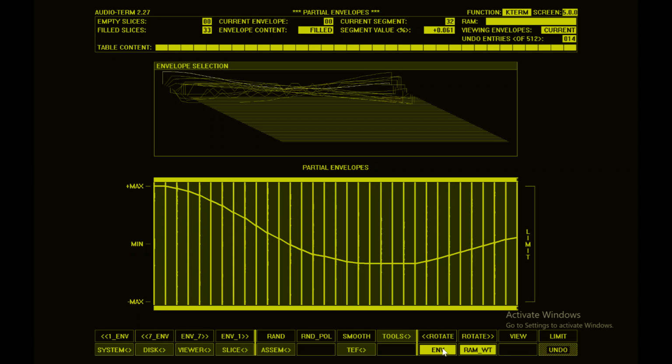Same thing up here. Now what if I'd like to hear my entire wavetable play left to right, not just the envelope, RAM wavetable? Okay, all those sine waves added together. And that's what these are. These are amplitude envelopes for sine waves.